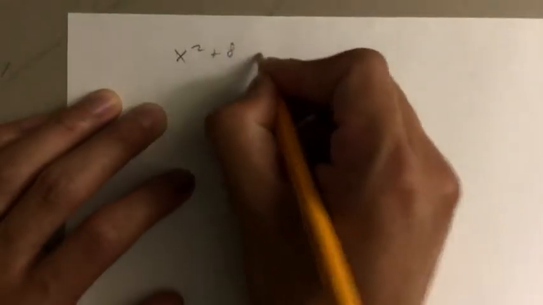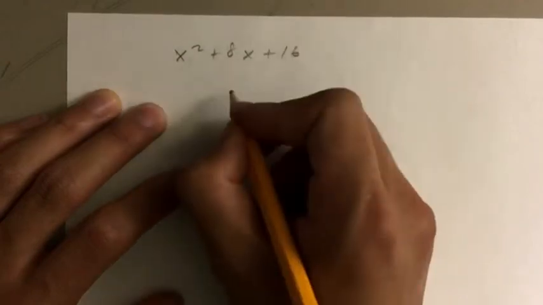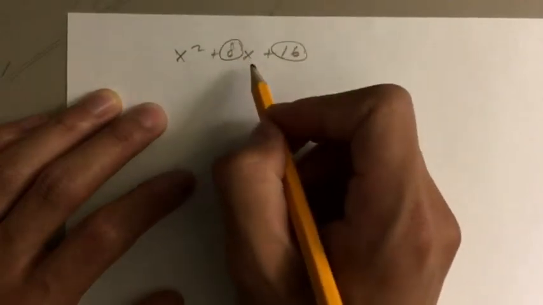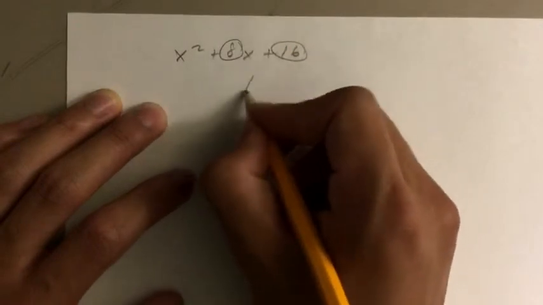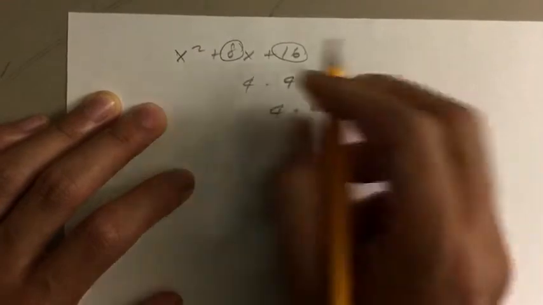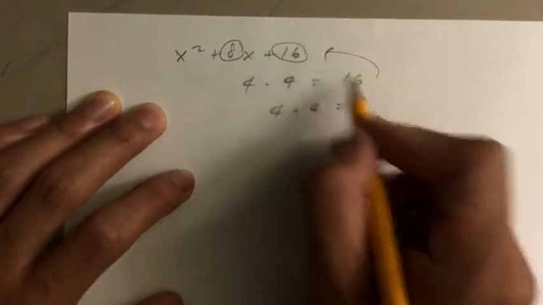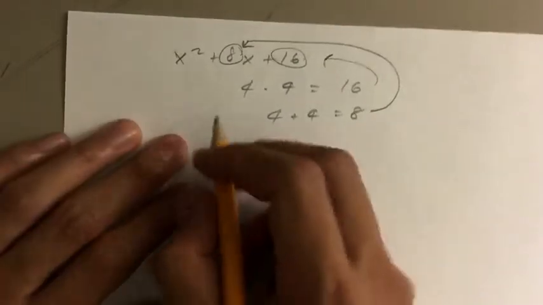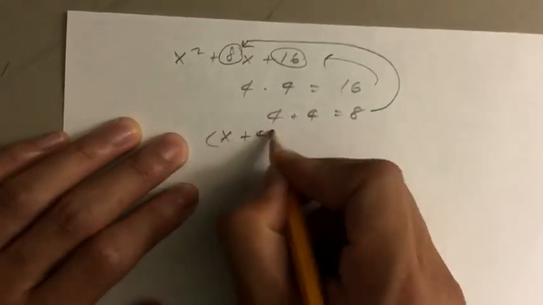So x squared plus 8x plus 16. How do you get multiply to 16, add to 8? Well, 4. 4 times 4 is 16, and 4 plus 4 is 8. That's how I like to think about it here. 16, and then we got 8 here. So that's what you do for those easy kind of factoring problems. x plus 4 and x plus 4.